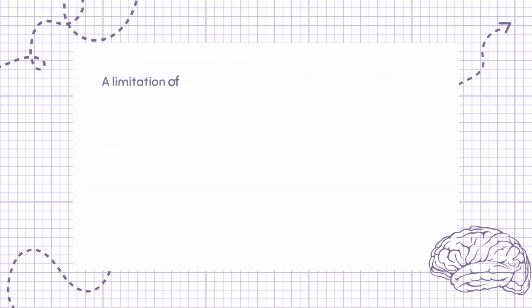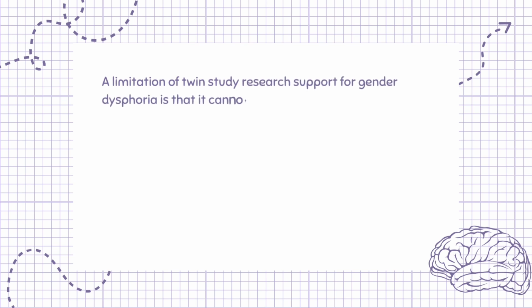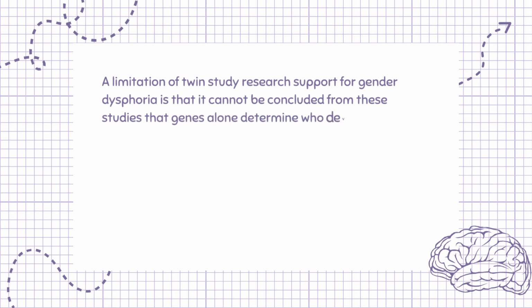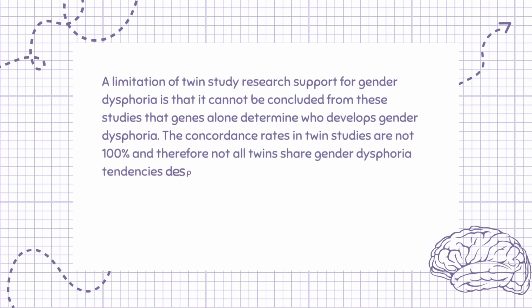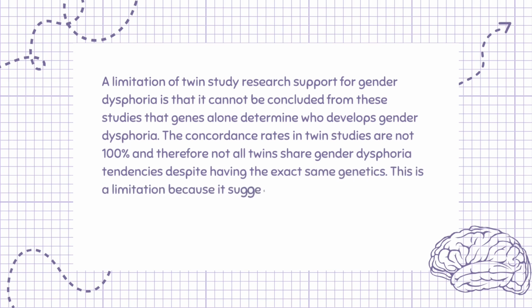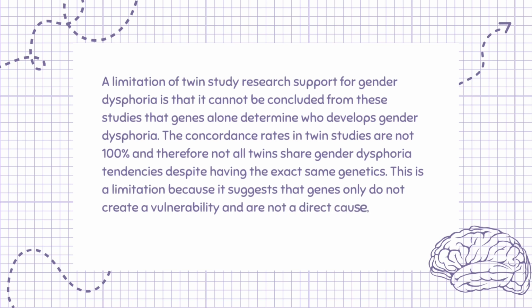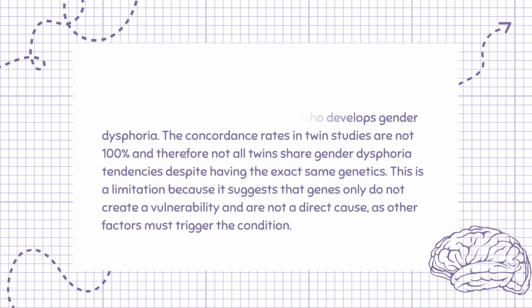A limitation of twin study research support for gender dysphoria is that it cannot be concluded from these studies that genes alone determine who develops gender dysphoria. The concordance rates in twin studies are not 100%, and therefore not all twins share gender dysphoria tendencies despite having the exact same genetics. This is a limitation because it suggests that genes only create a vulnerability and are not a direct cause, as other factors must trigger the condition.